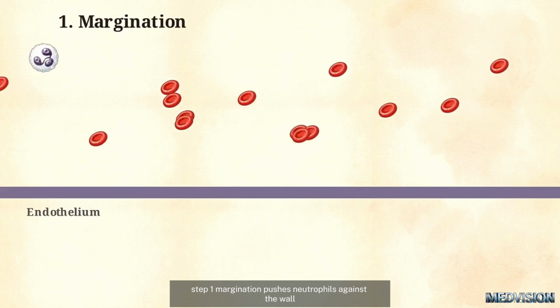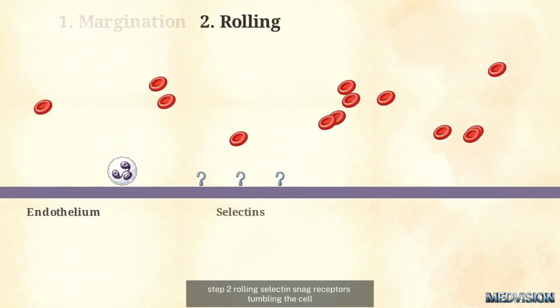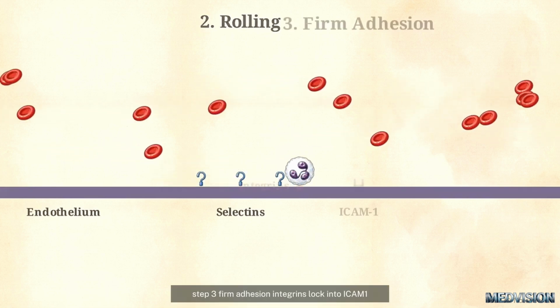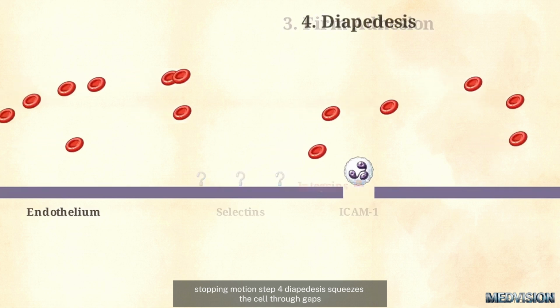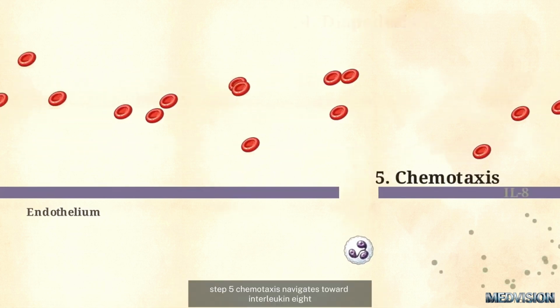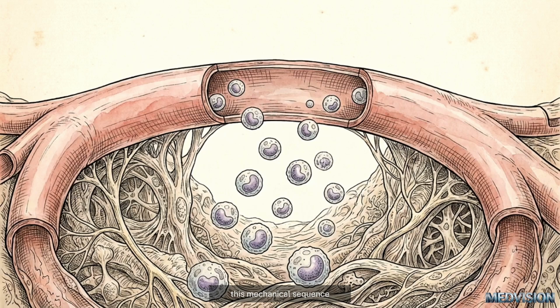Step 1. Margination pushes neutrophils against the wall. Step 2. Rolling selectins snag receptors, tumbling the cell. Step 3. Firm adhesion integrins lock into ICAM1, stopping motion. Step 4. Diapedesis squeezes the cell through gaps. Step 5. Chemotaxis navigates toward interleukin-8. This mechanical sequence provides the bridge between the circulatory system and the localized tissue response.